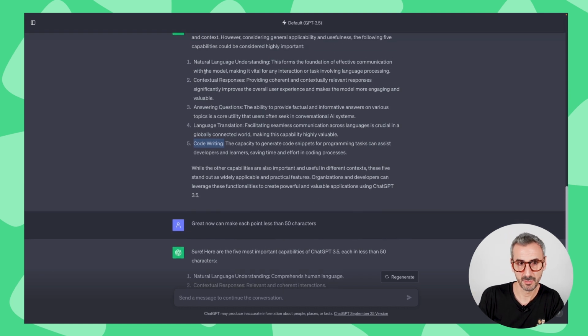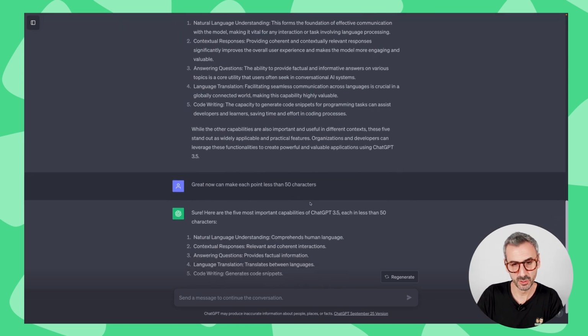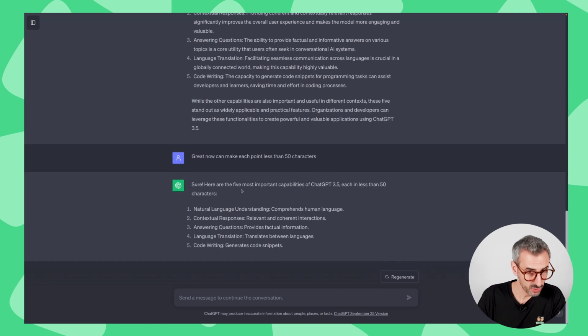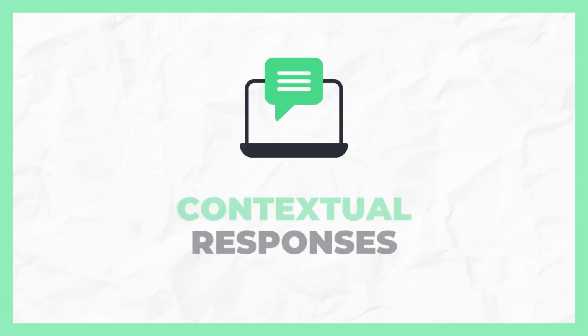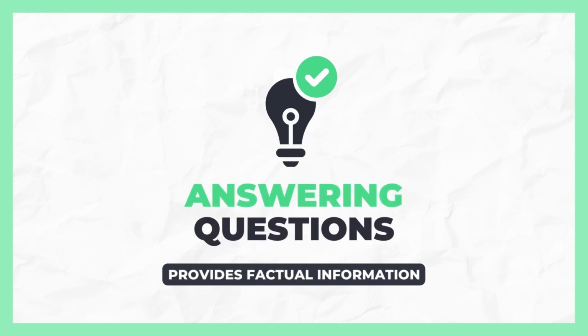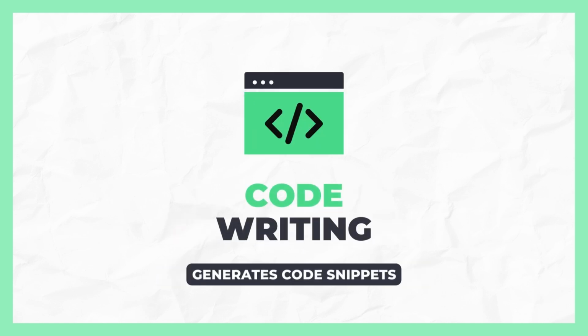Because here I have my 5 most important features of ChatGPT, but it's still quite long to read. That's why I'm asking it to reduce each of the bullet points to 50 characters. To which it answered, sure, here are the 5 most important capabilities of ChatGPT 3.5, each in less than 50 characters. Natural language understanding, comprehends human language. Contextual responses, relevant and coherent interactions. Answering questions, provides factual information. Language translation, translates between languages. And code writing, generates code snippets.